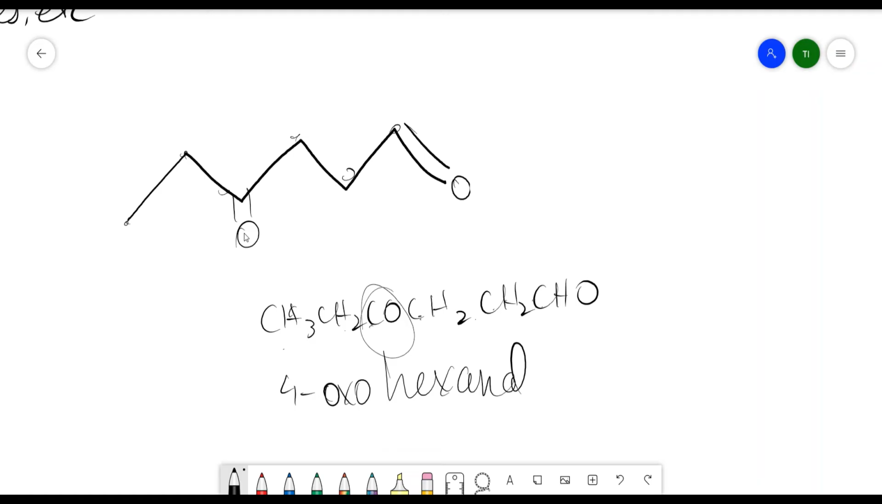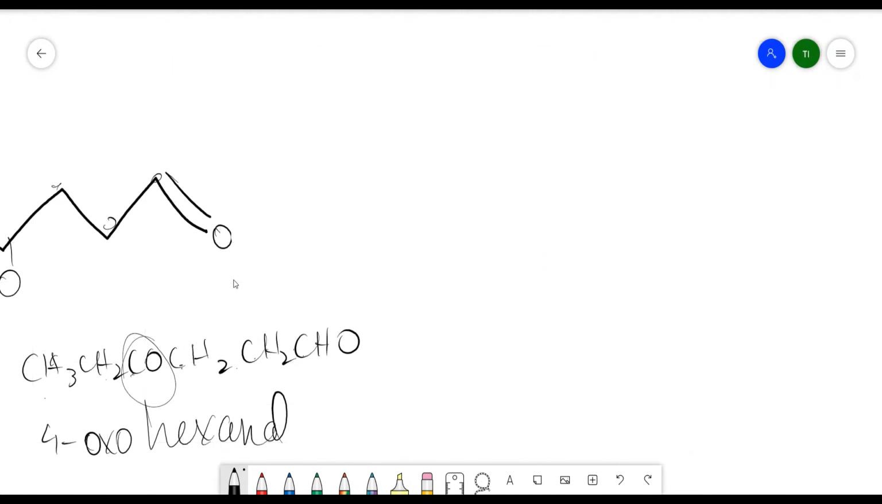What if you got a compound like this? What would you name it? Feel free to pause the video and give an attempt yourself. Anyway, moving on. So identify the number of carbon atoms. 1, 2, 3, 4.